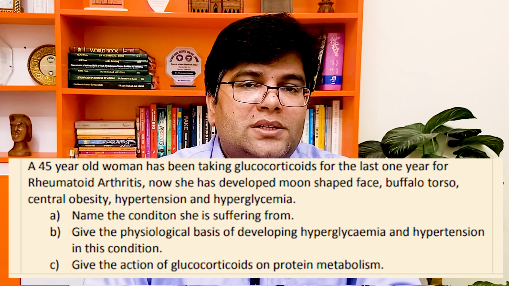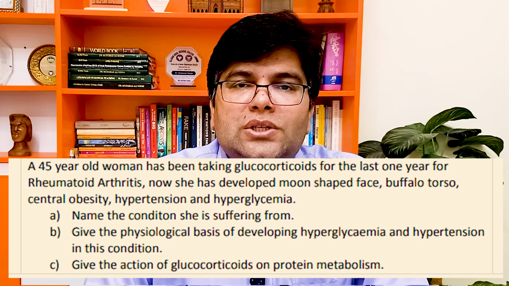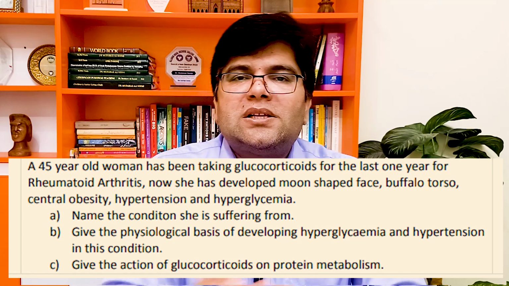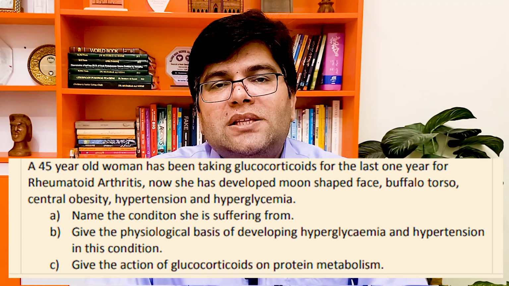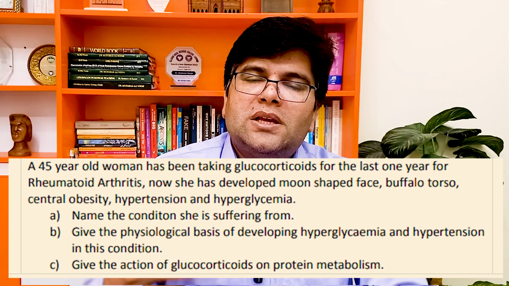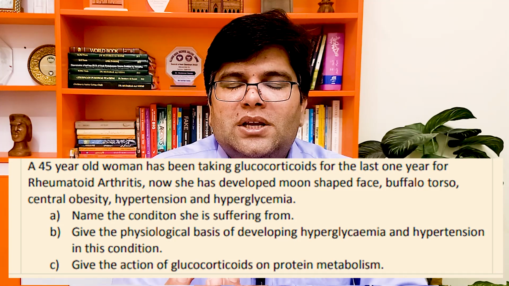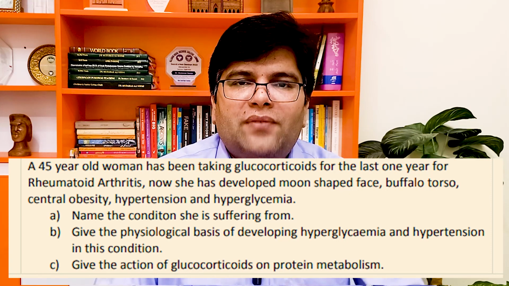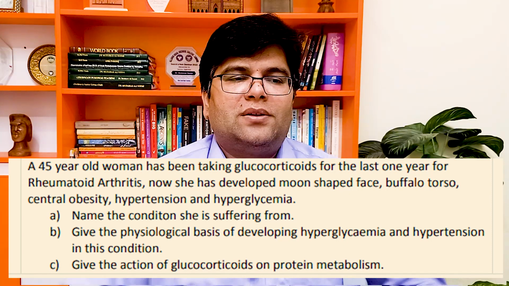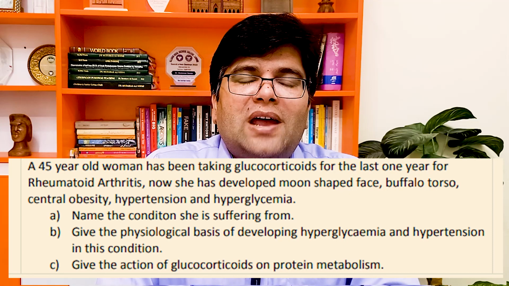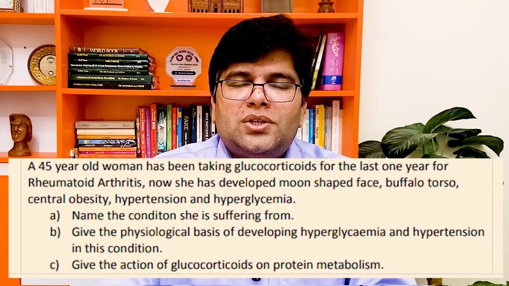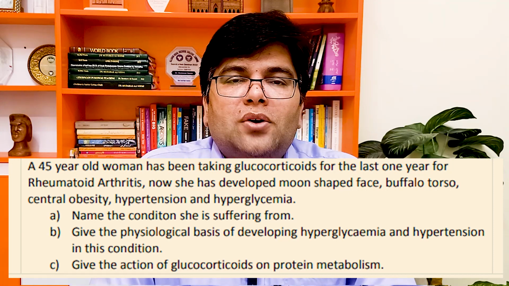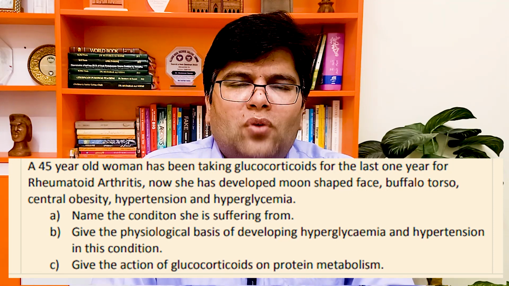Hyperglycemia is because of increase in gluconeogenesis and also decrease uptake of glucose by the peripheral tissues like muscles and adipose tissue. It decreases the utilization of glucose, which means it decreases glycolysis or oxidation by the peripheral tissues. Cortisol hormone also has anti-insulin effect, so that's why it increases our blood glucose level. The physiological basis of hypertension is that cortisol has some mineralocorticoid activity. So just like aldosterone, it also increases the retention of sodium and water.